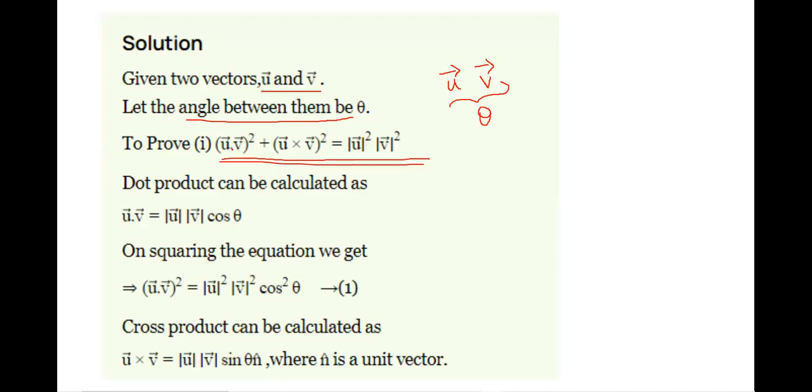So u vector dot v vector the whole square plus u vector cross v vector whole square is equal to the magnitude of those both vectors, right? In order to prove that the LHS is equal to RHS, first we need to calculate the dot product. So how are we going to calculate the dot product? This is the particular formula used to calculate the dot product of vectors. So this is the formula where we can calculate the dot product.